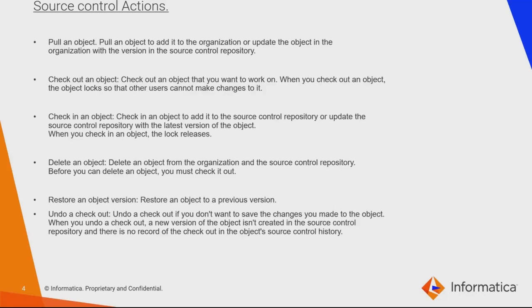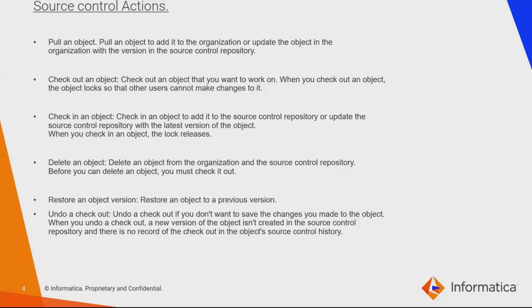So as we talk about check-in an object, basically check-in an object is to move an object to the GitHub or update the source control repository with the latest version of the object that we have on our Informatica Cloud org. Delete an object, deleting an object from our organization and the source control repository. One thing to notice before we delete the object, we must check out the asset before deleting it.